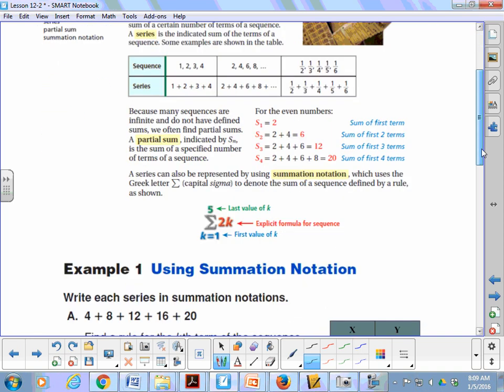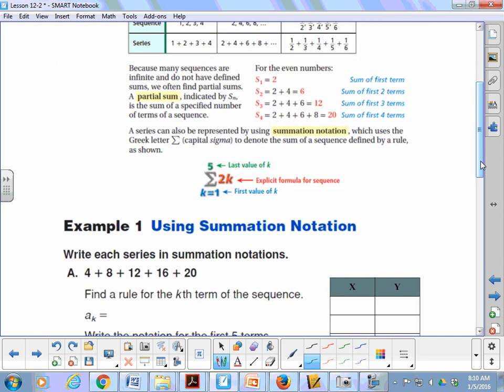And then we talked about this summation notation, the Greek letter sigma. With this formula here, the k equals tells us the first number we're going to start with, so we plug that number in first, and then we use all the numbers up to the last value, which is on top of the sigma. Now, we're not doing example 1, so don't write that down.